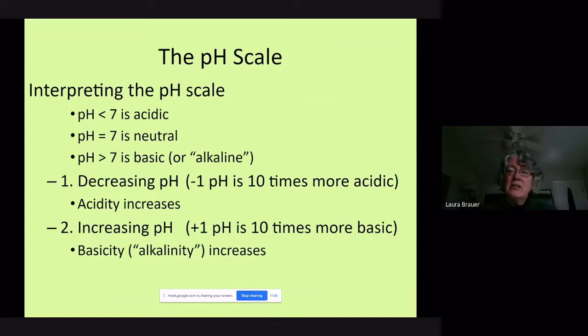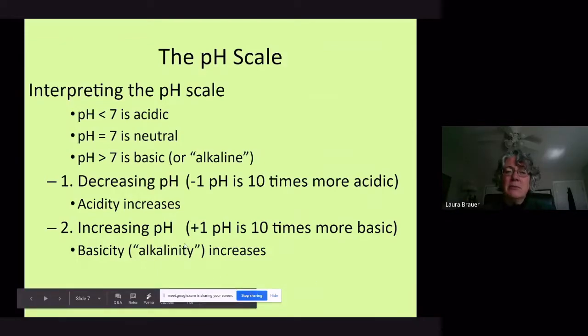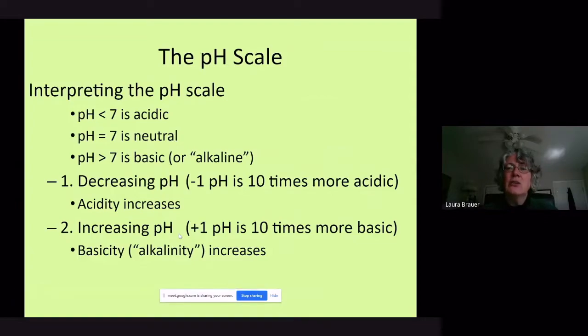Now, another concept we want you to understand is decreasing and increasing pH values. If we decrease it, meaning we go down a number, we're making it 10 times more acidic. That is something that we're going to multiply together, and we're going to look at that in a slide in a minute. If we increase the pH, then we're increasing it by 10 times. It's the whole 10 times or 10 power of 10 thing that we have to worry about.